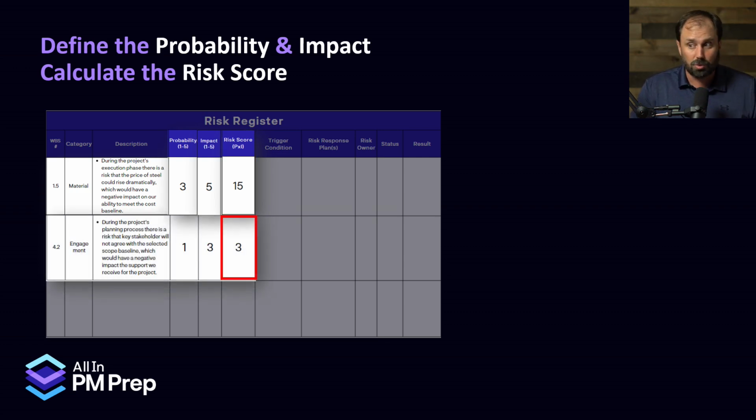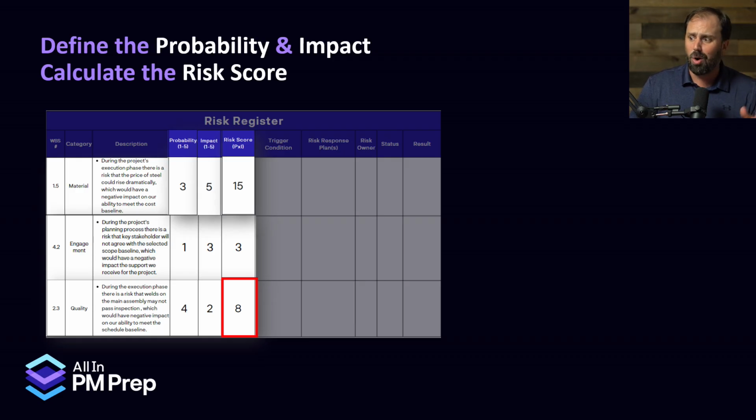Now we go to the next risk that we find later. The probability is 1, the impact's 3. We can do that math. It's only a 3-ster, okay? And the last one, it's related to quality. We got a probability of 4, an impact of 2, and therefore the risk score is 8.